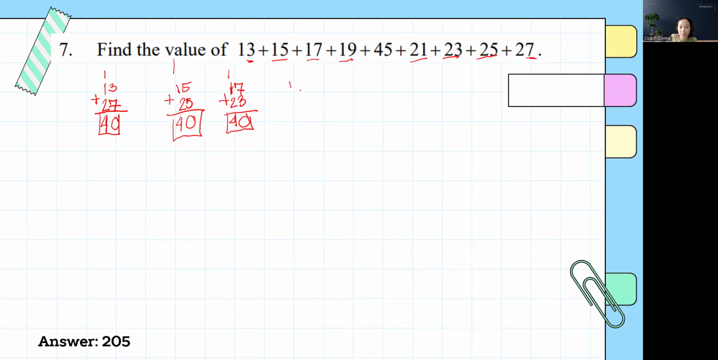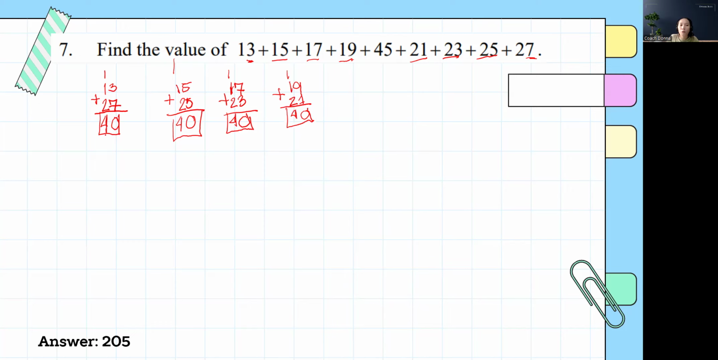I think you can already see the pattern, right? 19 plus 21. As long as the numbers are equally spaced, you would still have the same value. This is also 40. Let's add 9 plus 1, 10. 0, carry 1. 2 plus 1, 3 plus 1, 4. This is also 40. All right.